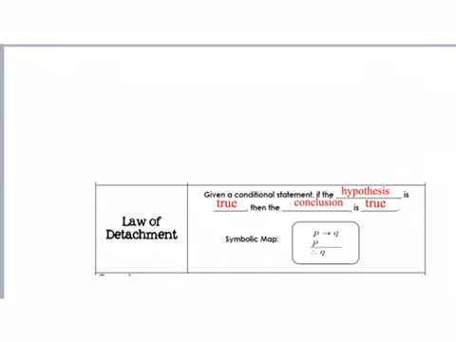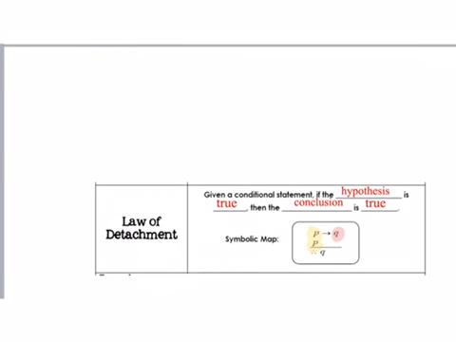With the law of detachment, given a conditional statement, if the hypothesis is true, then the conclusion is true. So here is our symbolic map. What I want you to pay close attention to is the P right here. This P and this P should say the same thing. So we have an if-then statement, and we know that because of the arrow.